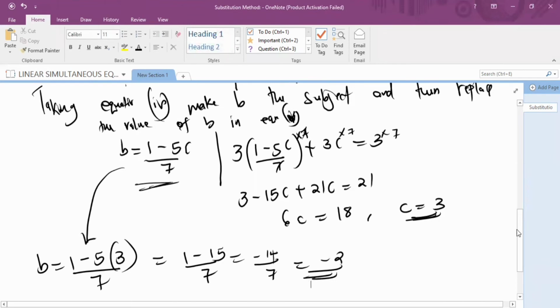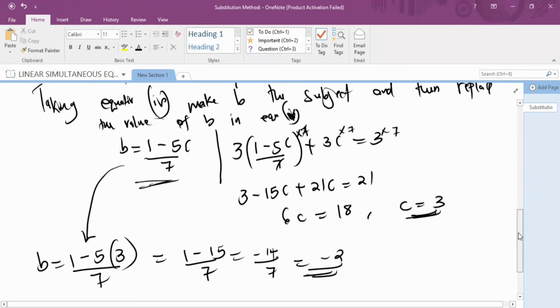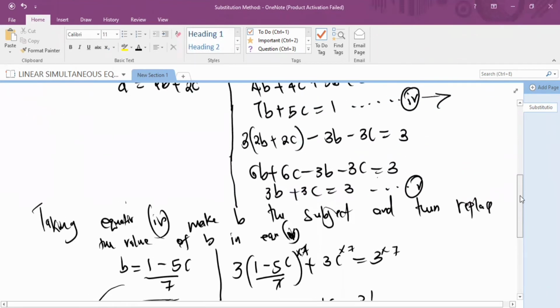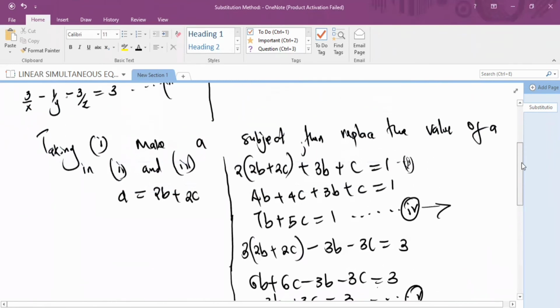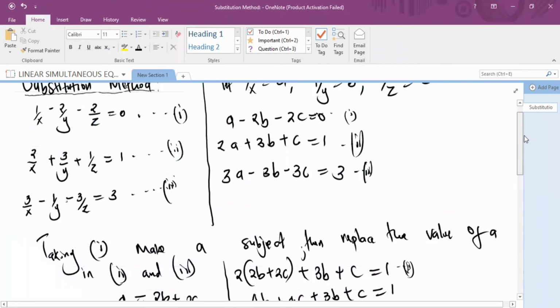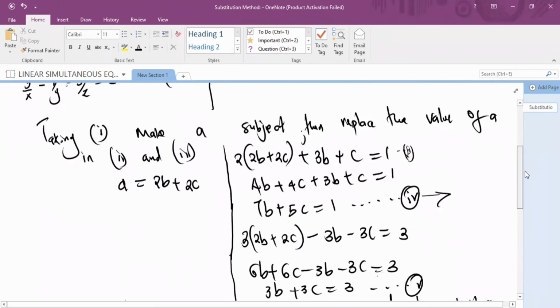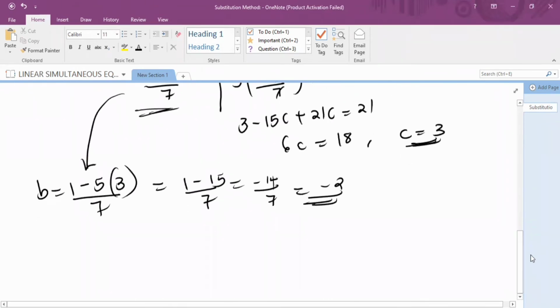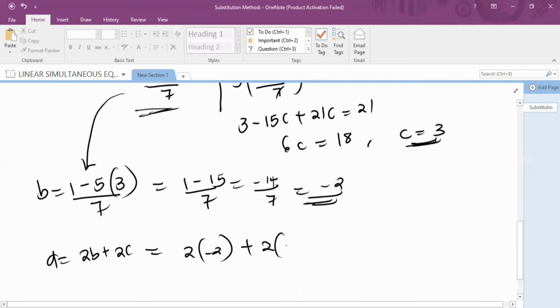And what's the value of A? Look at our A. We made A the subject of the formula when we were starting. So A was equal to 2B plus 2C. So this is clearly 2 into the value of B, which is minus 2, plus 2 into the value of C, which is 3. So this is minus 4 plus 6, and this clearly gives us 2.